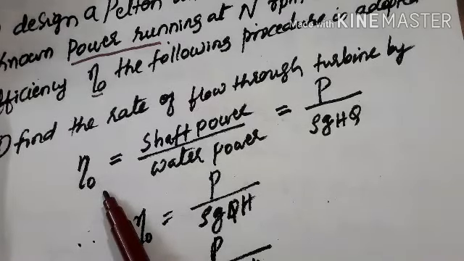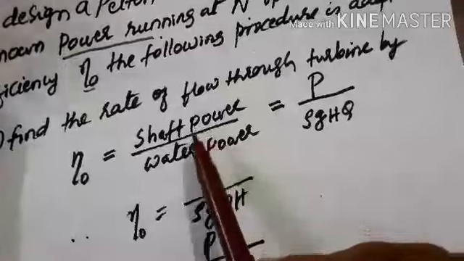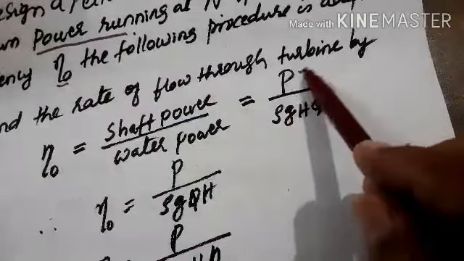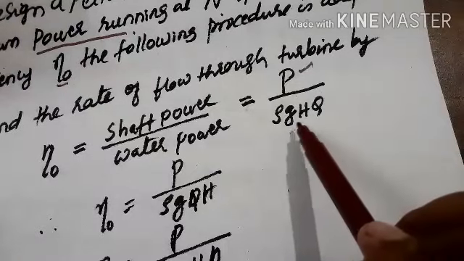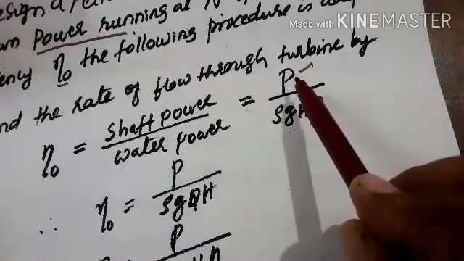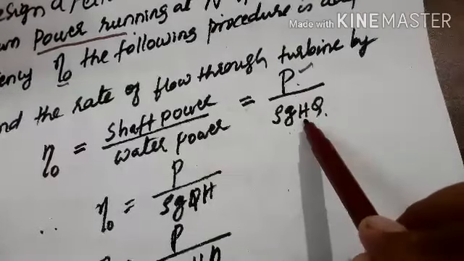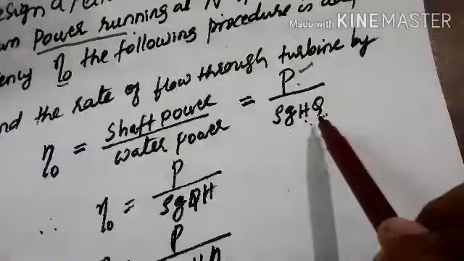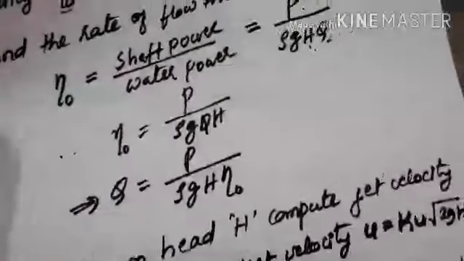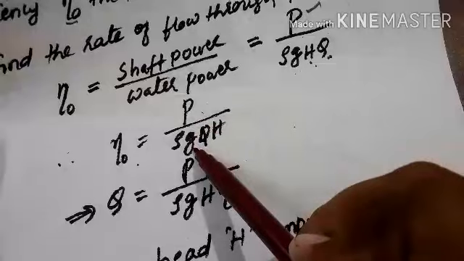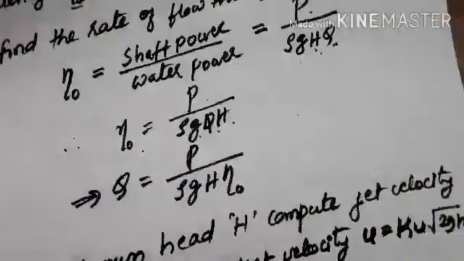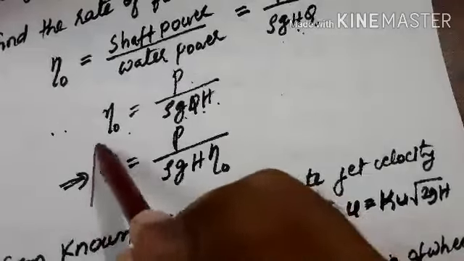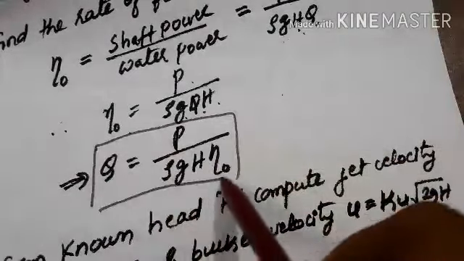So overall efficiency, as we know, is the ratio between the shaft power and the water power. Shaft power is P, and the water power is rho into g into H into Q. In this, P is given and the head will be given, then you need to calculate how much discharge is passing through the turbine, that is Q. So eta O equals P divided by rho g Q H. From this you can easily get the value of Q. So this gives you the discharge through the turbine, the total discharge.